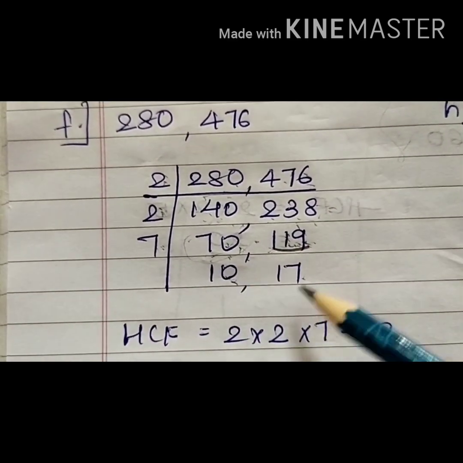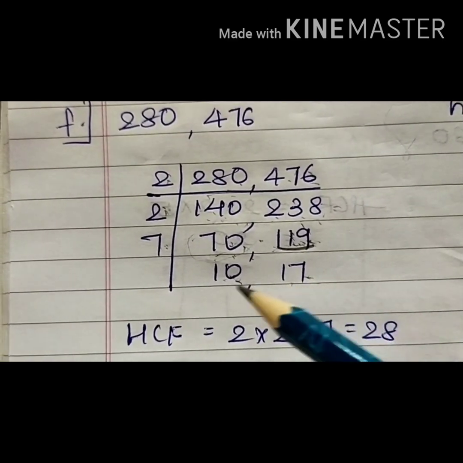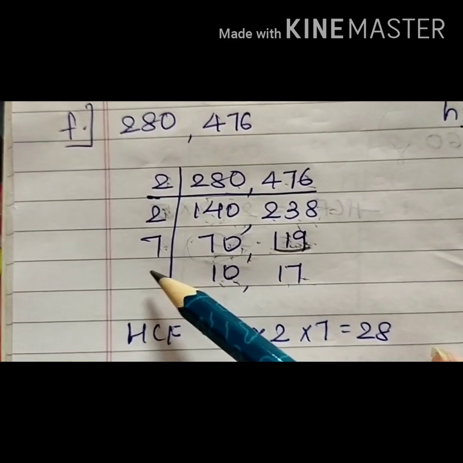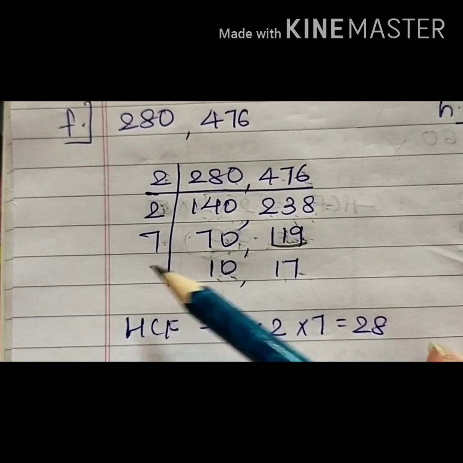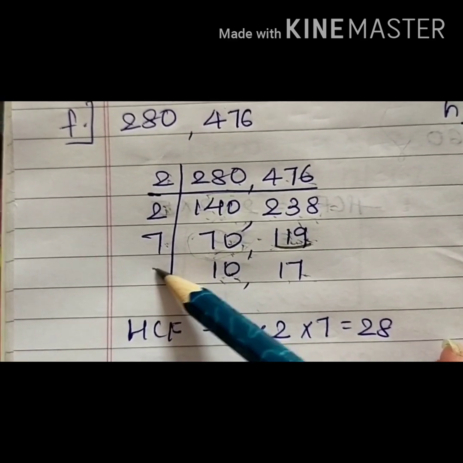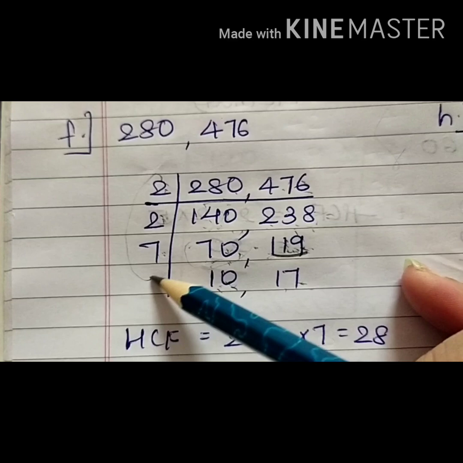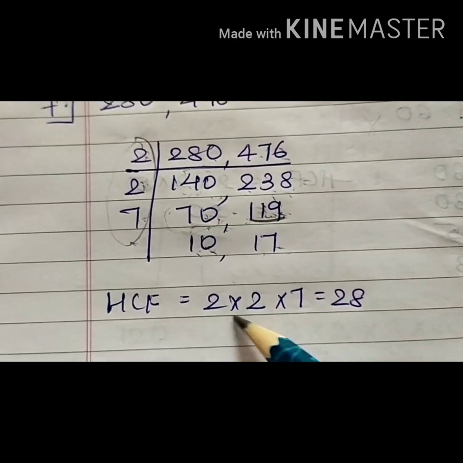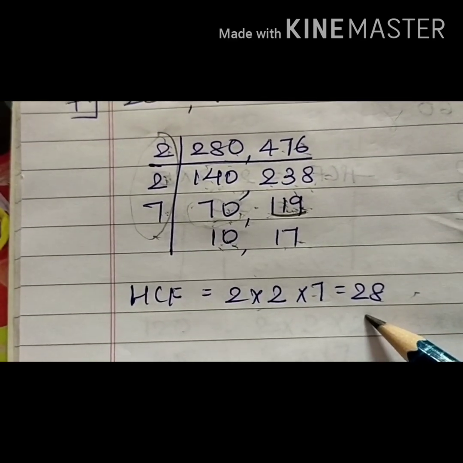So now here that is an end. One is a prime number and the other is a composite number. So you cannot carry forward any of the division further by taking a common factor. So now the common factors that I got are 2, 2, 7. When I multiply that, I get the HCF as 28.